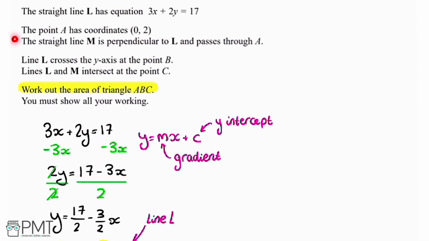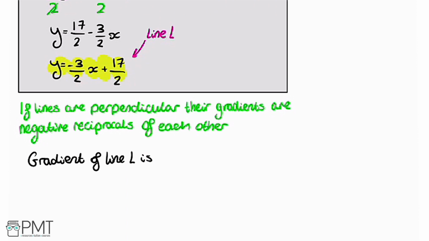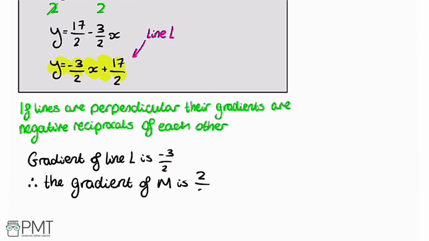Great, so we're going to move on to this line. The straight line M is perpendicular to L and passes through A. Okay, so this part first. The straight line M is perpendicular to L. So if lines are perpendicular, the gradients are the negative reciprocals of each other. And since we've got the gradient of line L, we can use that fact to work out the gradient of M. So the gradient of line L is minus 3 over 2. Therefore, the gradient of M is, and now we need to take the negative reciprocal. That means multiplying by minus 1, and then swapping the numerator and the denominator. So that gives us 2 over 3.